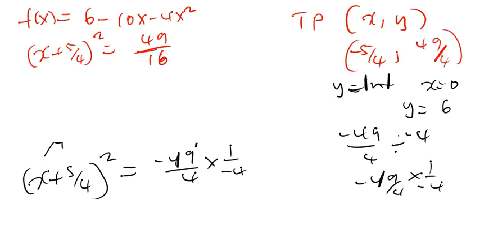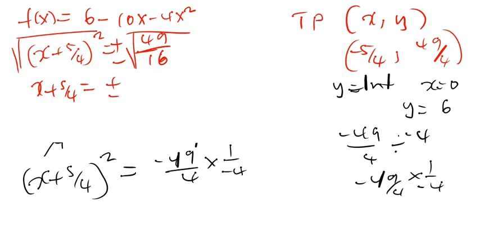Then I can go ahead and now get the square root. To get rid of this 2 here, and here too, once I do that, put plus or minus this side. Now you have x plus 5 over 4, the 2 and the square root have gone, plus or minus. The square root of 49 is 7. The square root of 16 is 4.